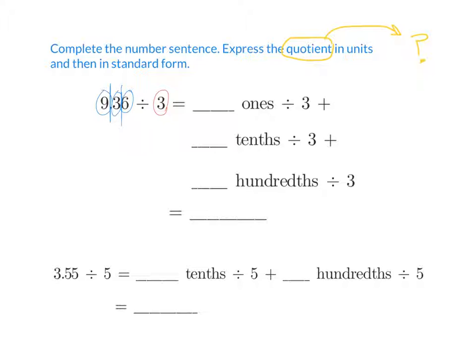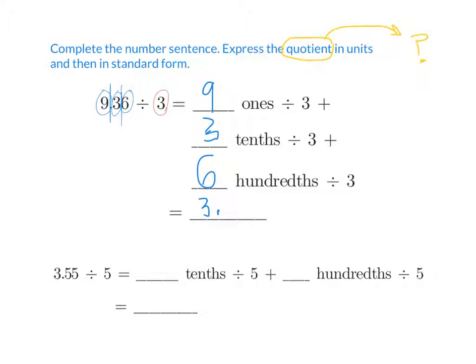So what we can do is think about this as 9 ones divided by 3. And we can add that to the second part, 3 tenths divided by 3. And of course the last part would be 6 hundredths divided by 3. And we can think in our head, what's 9 ones divided by 3? What's 9 divided by 3? 3, and it's in the ones place. So what's 9 ones divided by 3? 3 ones.